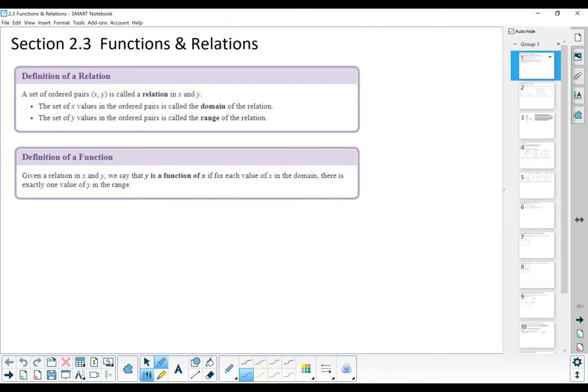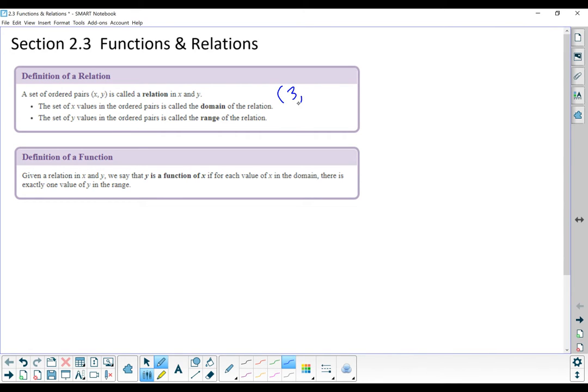In math, anytime you have a set of pairs, an ordered pair set, that's called a relation. So, for example, points are relations. Like if you have an x value that has a y value with it together, that's a relation. For a relation, all of the x values comprise the domain of the relation, and all of the y values, or the second value, second position, that's the range of the relation.